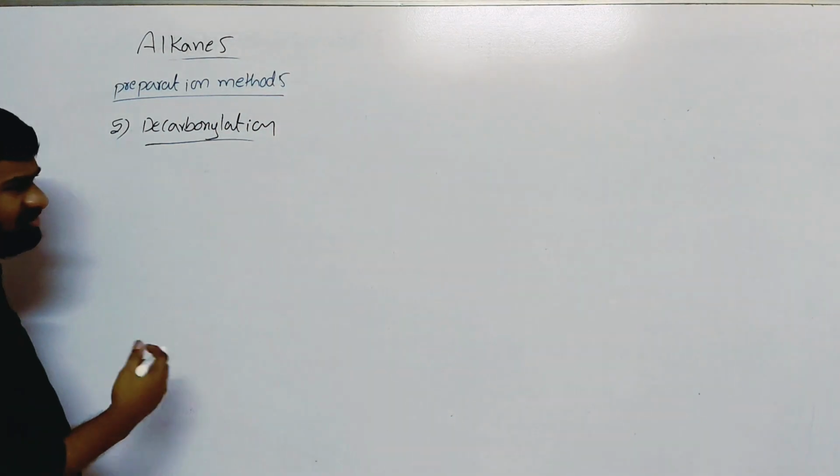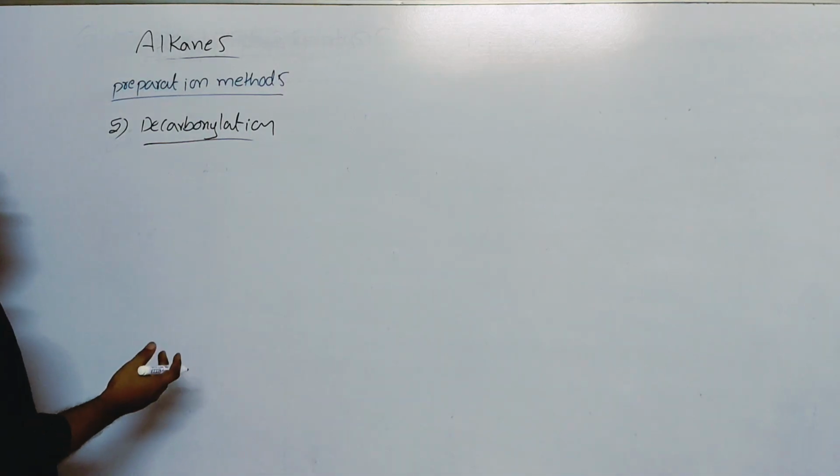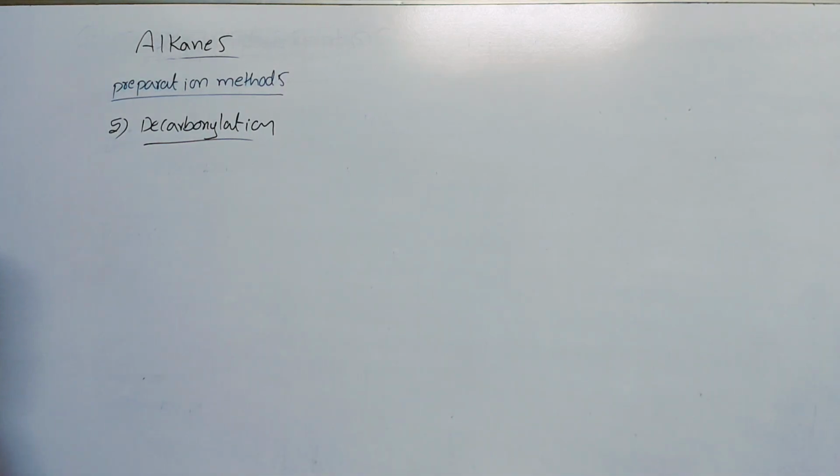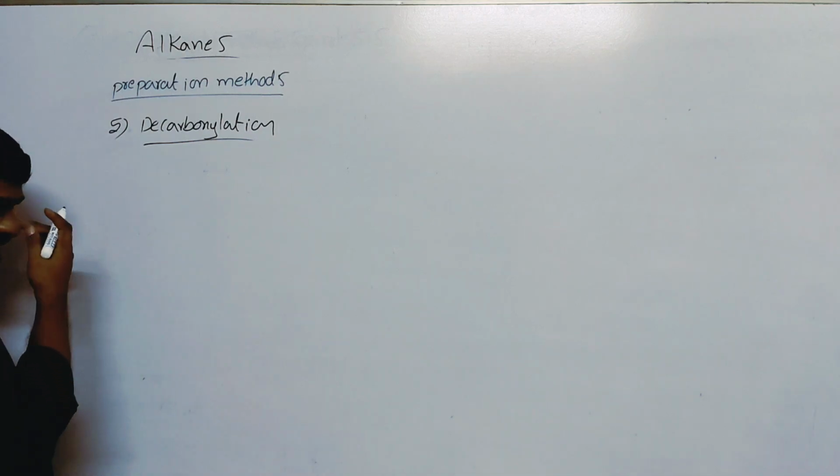Decarboxylation means simply removal of that CO2 group from the carboxylic acids. From the carboxylic acid, if you remove the CO2 group, what do you get? Alkane you get. That is only the decarboxylation reaction.